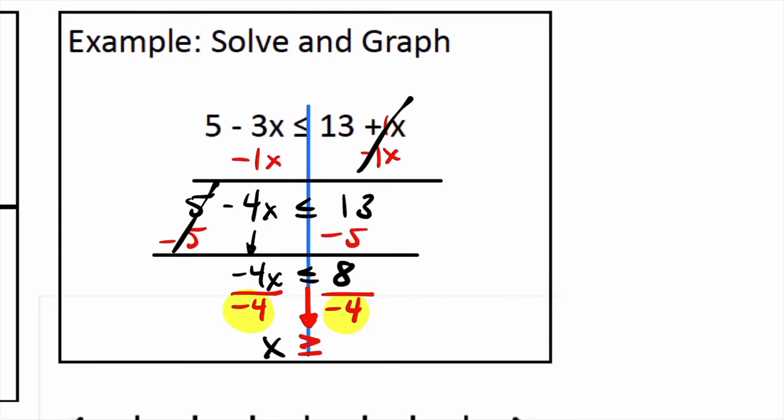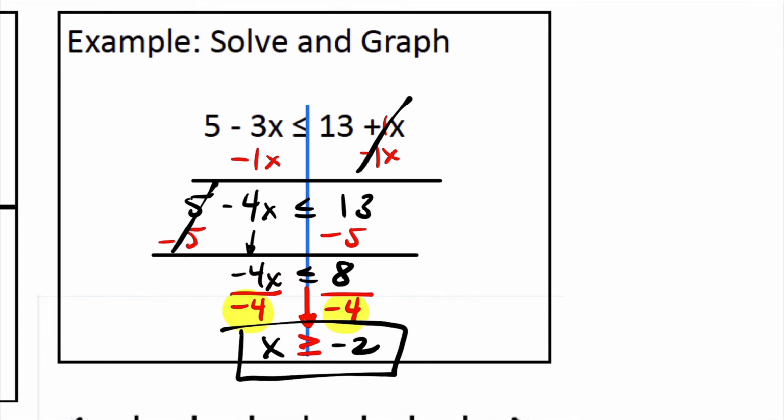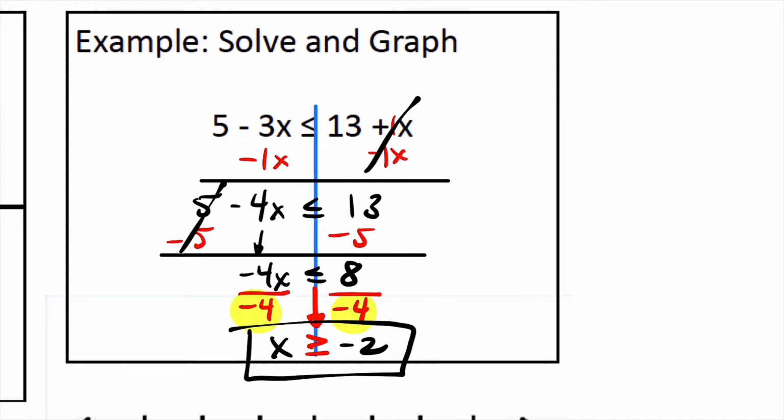Because I divided by negative 4. I divided both sides in yellow there. I divided both sides by negative 4. If that was a positive 4, I didn't need to flip the symbol. But because I divided both sides by negative 4, I needed to. Okay? Next step, last step, is to graph.